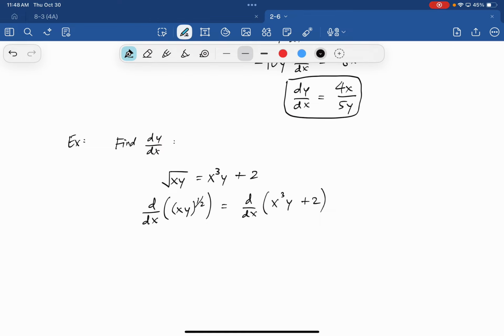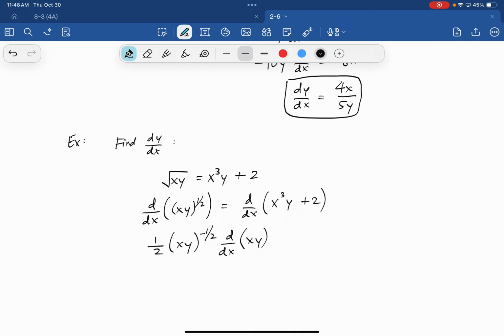So on the left side, I am going to use chain rule, and then product rule, and then chain rule again. That's very annoying, isn't it? The very outside function is the power of 1/2, right? So I'm going to first do that, and that's going to leave me with 1/2 times xy to the power of negative half. So I did the outside function. And then I have to multiply by the derivative of the inside function, so that's going to be d/dx of xy, which I have not found yet.